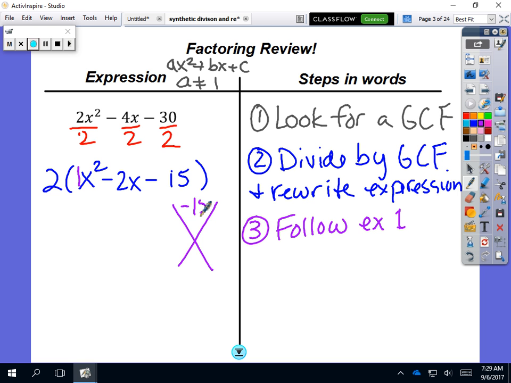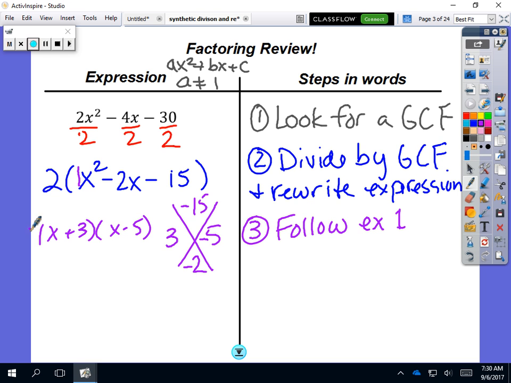So I use factors of negative 15 that add up to negative 2. And those two numbers could either be 1 and 15 or 3 and 5. Well, since they have to have a difference of 2, it's going to have to be 3 and 5. And the 5 will have to be negative, because when I add them, I have to get negative 2. So now I write my two binomials, and it's x plus 3, x minus 5.